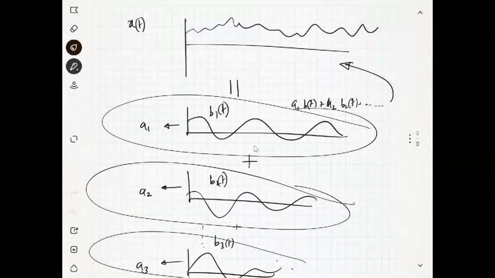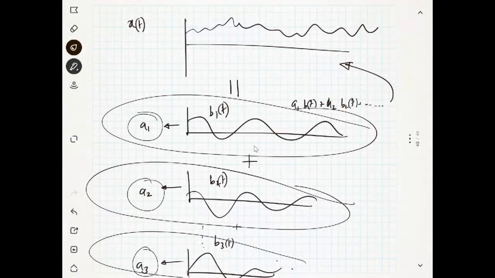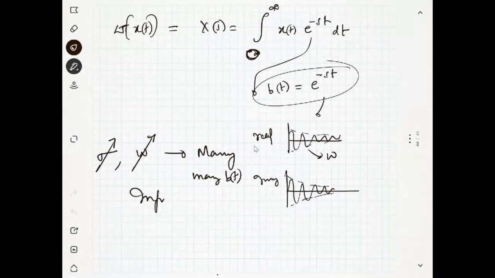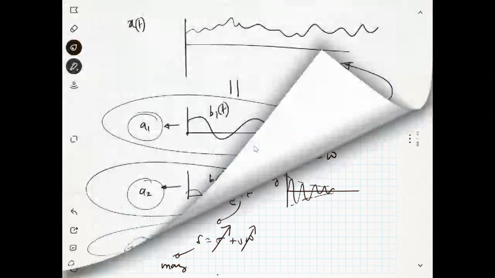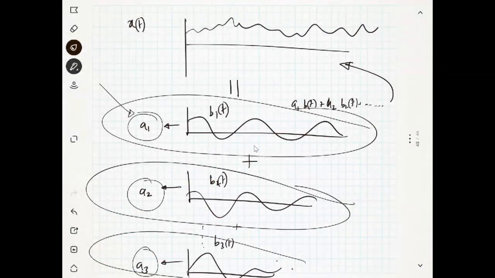And instead of your a, what is your a now? Since you have infinite b of t's, each is nothing but e power minus st. Since s is sigma plus j omega, you can change omega and sigma, and you will get an infinite number of values for s. That means you will get an infinite number of a's. Are you getting my point? You will get infinite a's also, because you have infinite s.